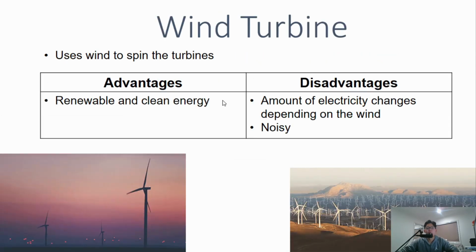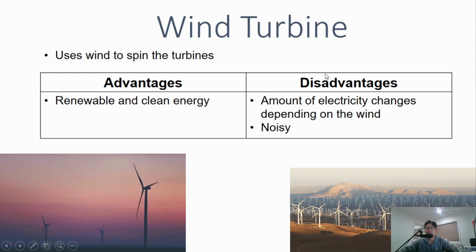So let's start with the wind turbine. The wind turbine uses wind to spin the turbines. And a really good point about this is that it is renewable and clean energy. We don't have to do anything to produce wind, it's just always there, so we're just taking advantage of that wind to spin our turbines.